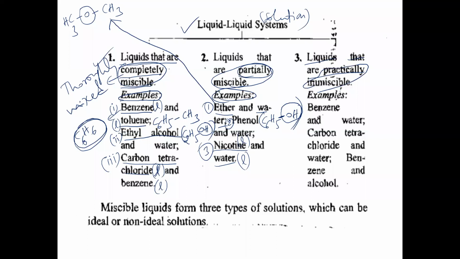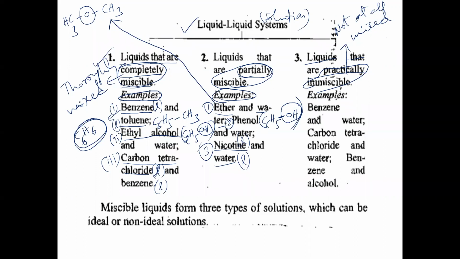Next, liquids that are practically immiscible. Practically, not partially. Practically immiscible. Immiscible meaning what? Completely not miscible. Not at all mixed. When you mix two liquids and they are not at all mixed with each other, they are called practically immiscible liquids. Immiscible meaning not mixed with each other.